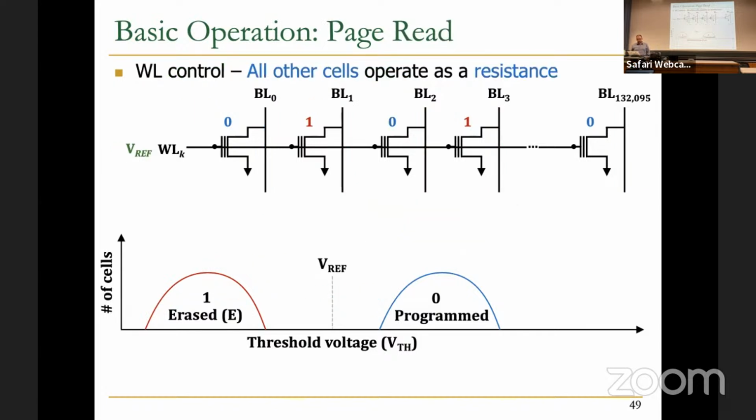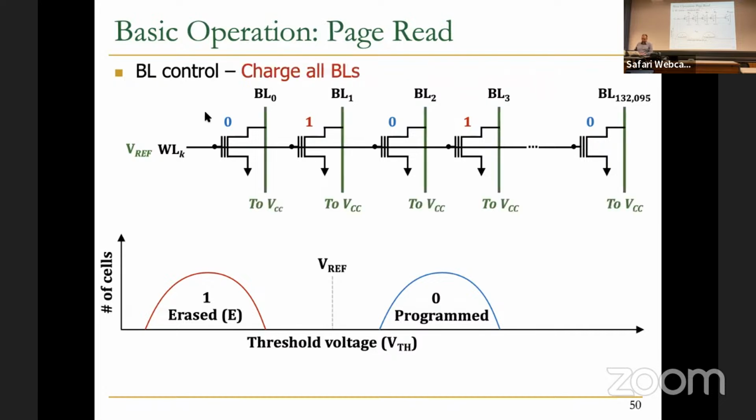Good. So now let's see how we can read. For read, things are a bit easier, I hope. In SLC mode, you need to apply a reference voltage. And for bit line control, you need to charge all bit lines to VCC. We're going to learn about sensing circuitry today, but you need to initialize, like the pre-charge. The terminologies are similar to DRAM because both of them are charge memories, essentially. So you need to pre-charge the bit line to VCC.